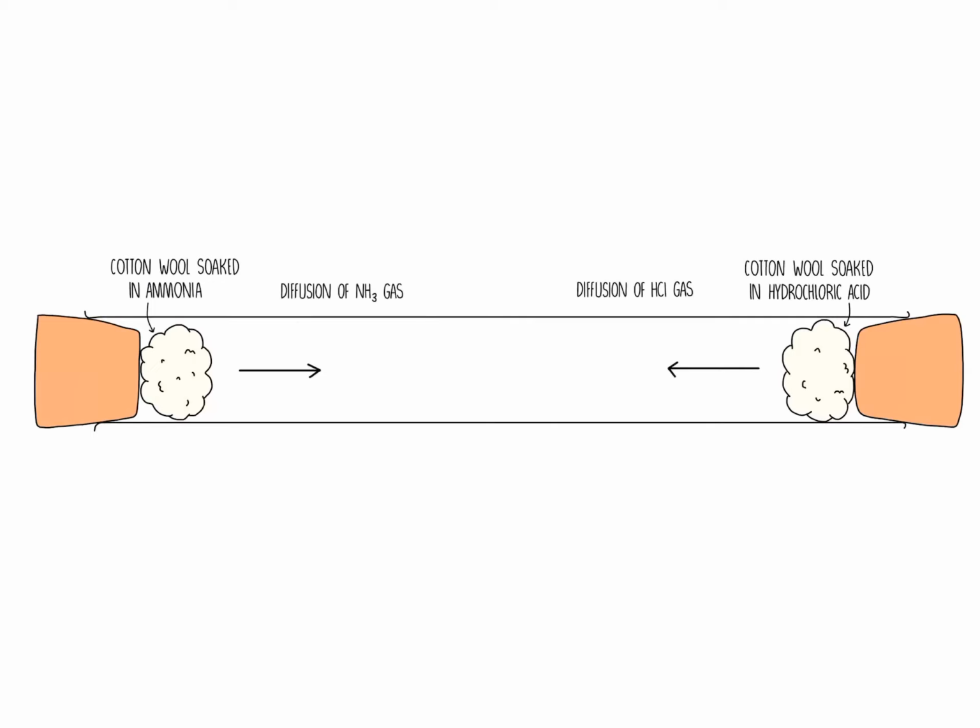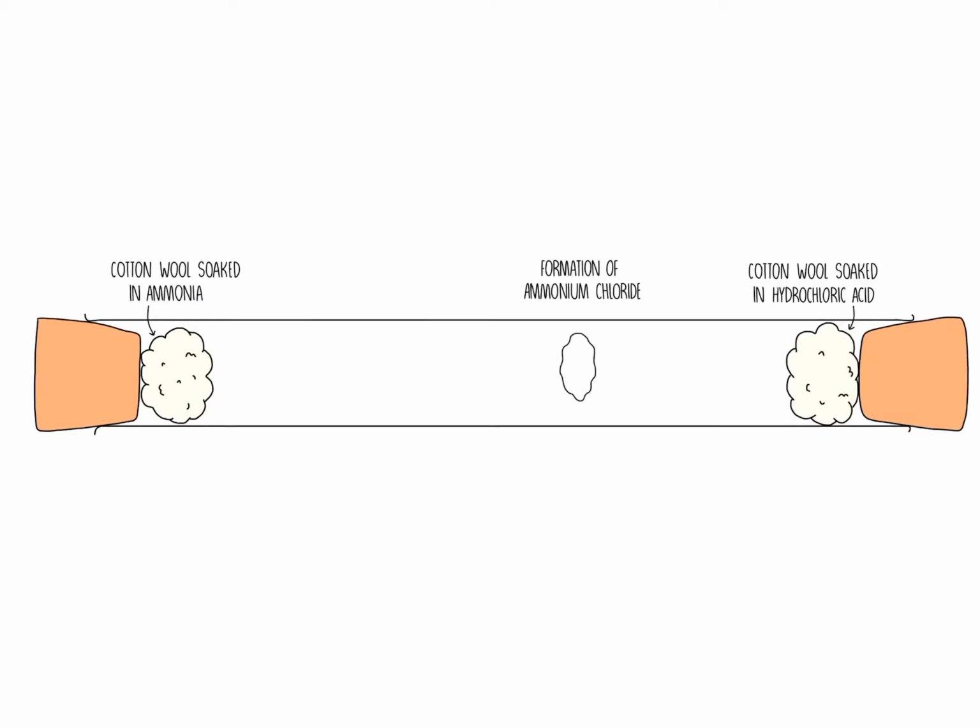And what's going to happen is that these two gases will move through the tube until they meet each other. And at this point, they're going to react with each other to form ammonium chloride, which is a white solid. So we should see something that looks a bit like talcum powder appearing inside the tube.